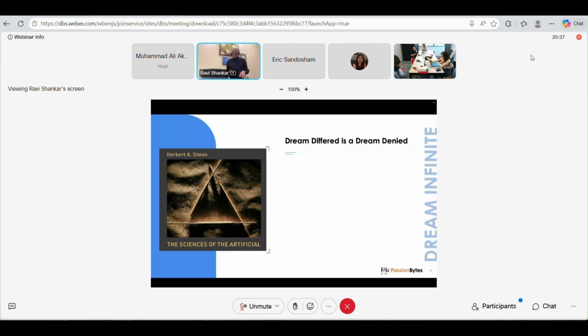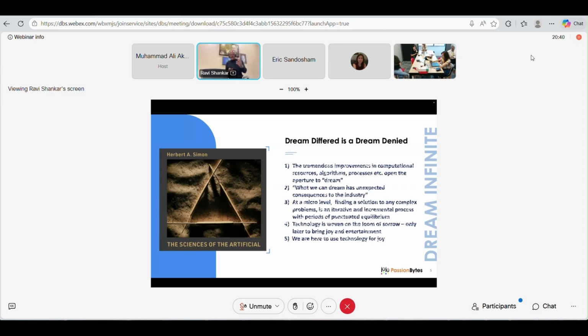There is a great book by Herbert Simon, who said that computational capabilities, processes, algorithms, etc., open the aperture to dream. And what we can dream has unexpected results in the industry. Finding a solution to a particular problem, today you might be using one technology, tomorrow you will be using another technology which is disruptive. And this cycle goes on. The CAP theorem, the ACID properties, all these things will evolve during a period of time, and then comes a disruptive technology.